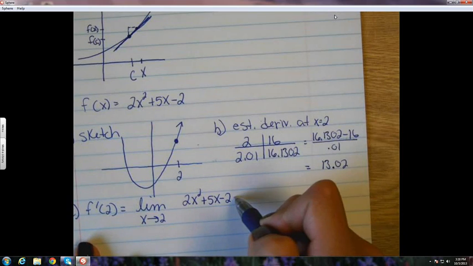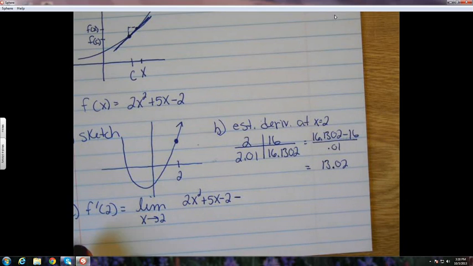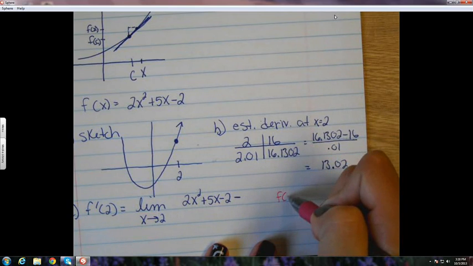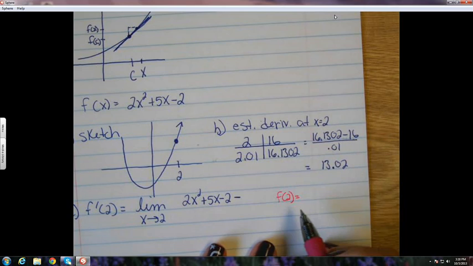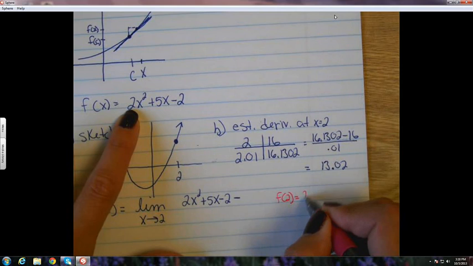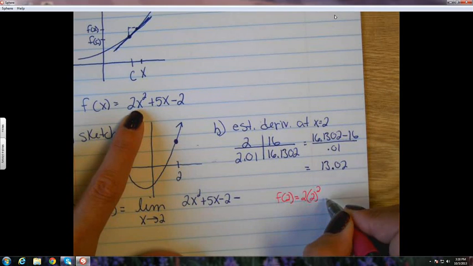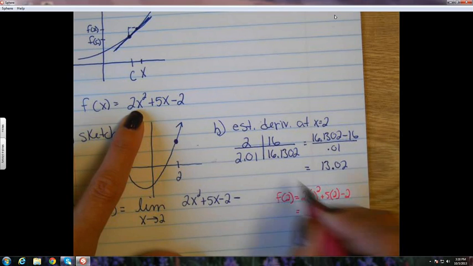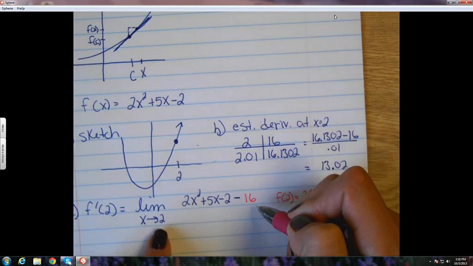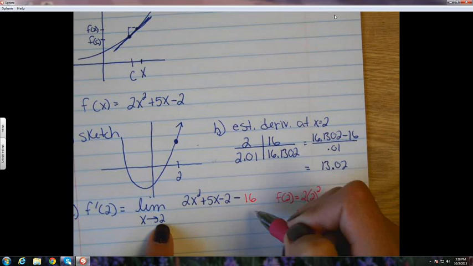Subtract. The biggest mistake I see people make is they take the c value and put it there at 2. No, that says subtract f of 2. So off to the side here, f of 2 means you're going to plug 2 back into your function and get that value. So f of 2 is 2 squared plus 5 times 2 minus 2. Oh, we did it up here. We plug 2 in, we get 16. So I'm subtracting 16, not the 2.